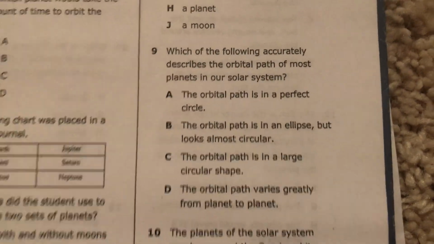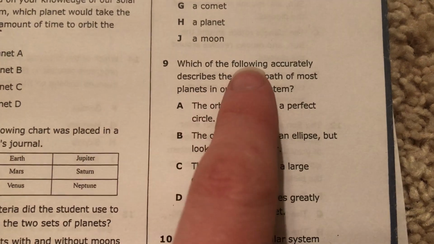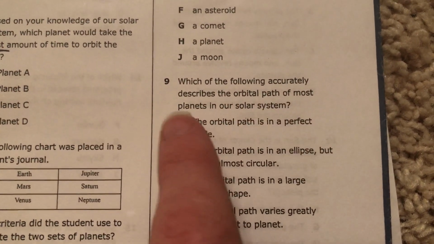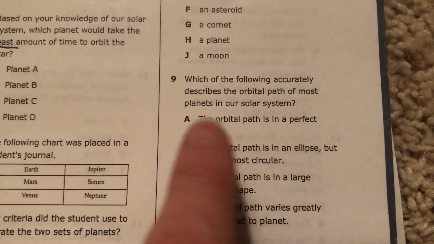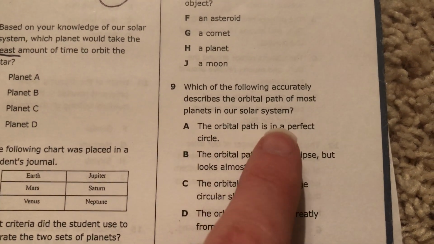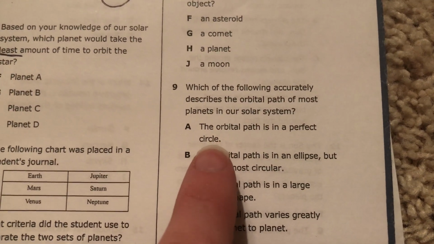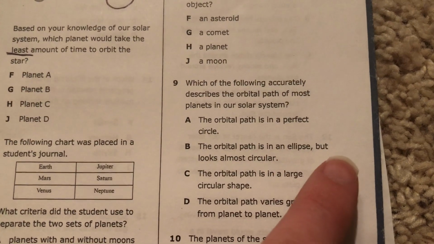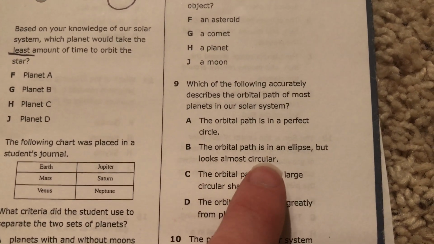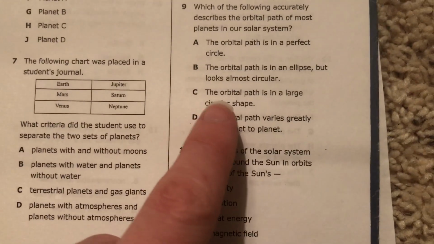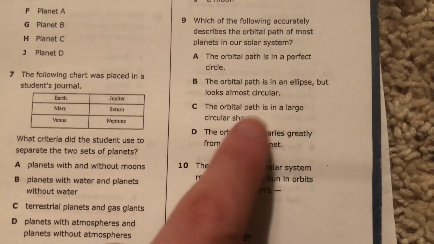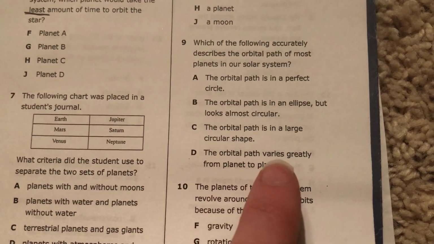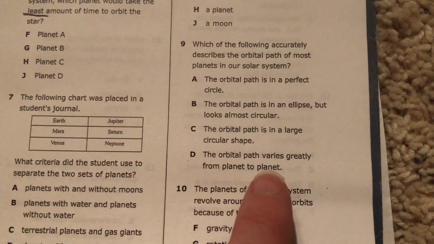Number 9. Which of the following accurately describes the orbital path of most planets in our solar system? A. The orbital path is in a perfect circle. B. The orbital path is in an ellipse, but looks almost circular. C. The orbital path is in a large circular shape. Or D. The orbital path varies greatly from planet to planet.